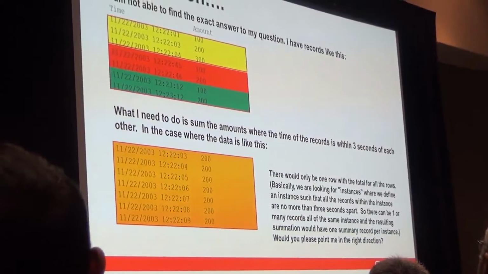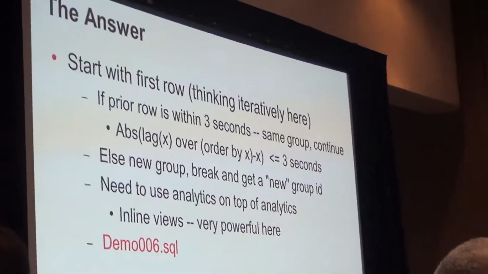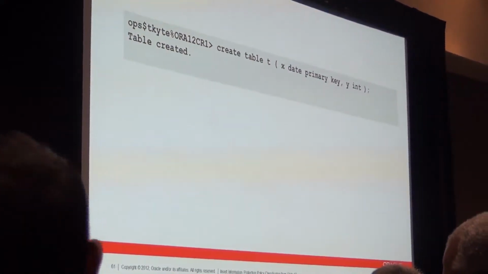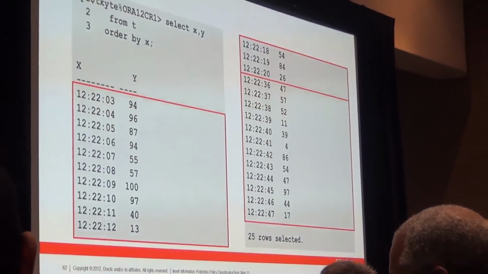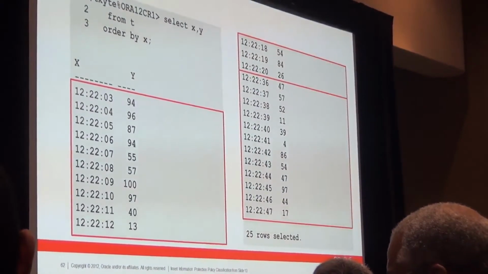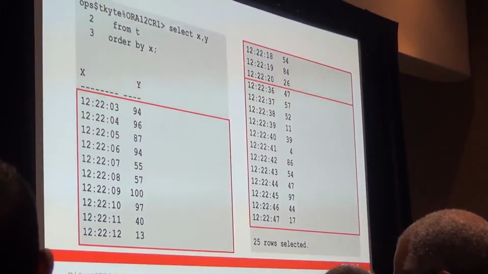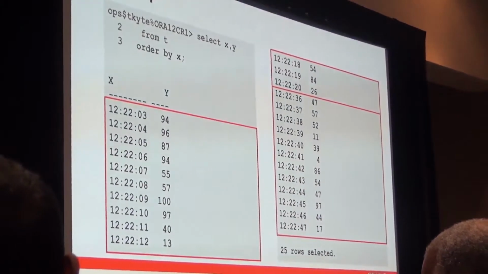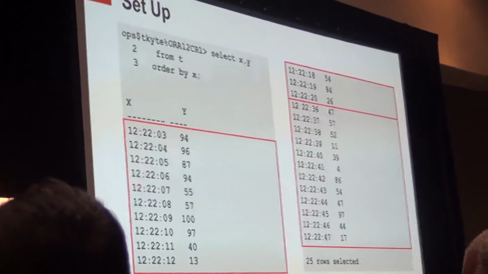Build a new group. So, thinking about this procedurally, come up with some logic, and I sat down and said, analytics. I'm going to write some analytics. So I'm going to start by creating a table, put some of the data in, and here is the data simply. And I put a red box around the 3 different groups here. There's all the records in the first box within 3 seconds, but then the next record in 12:22:18, that's 6 seconds apart, so that's the next group. And the next 3 records are together, and then the next group begins. And so I need to find a SQL query that will give me those 3 groups, tell me the minimum time and the maximum time in each group, and sum up that Y column for me.